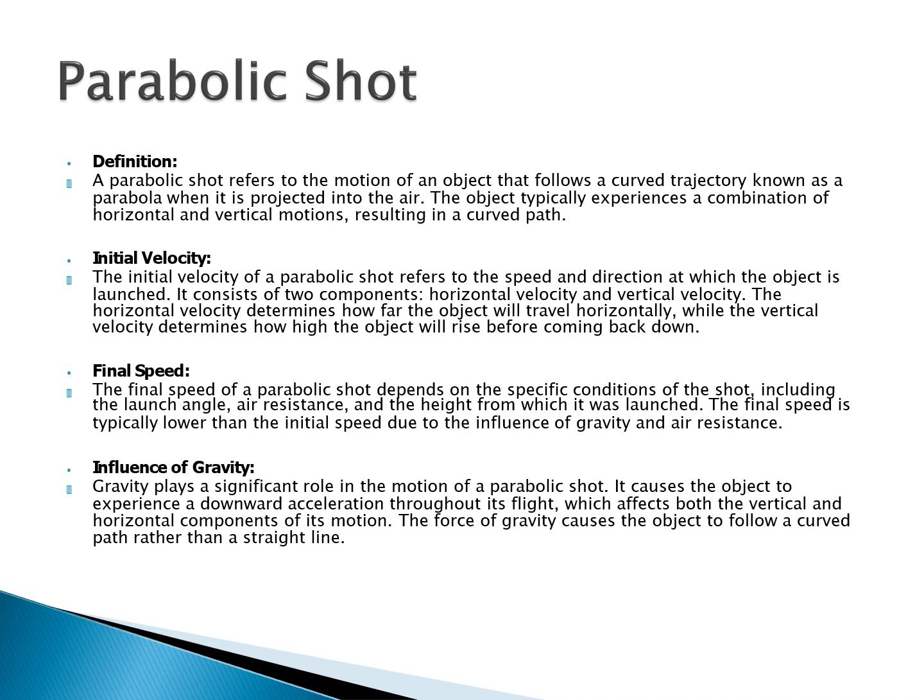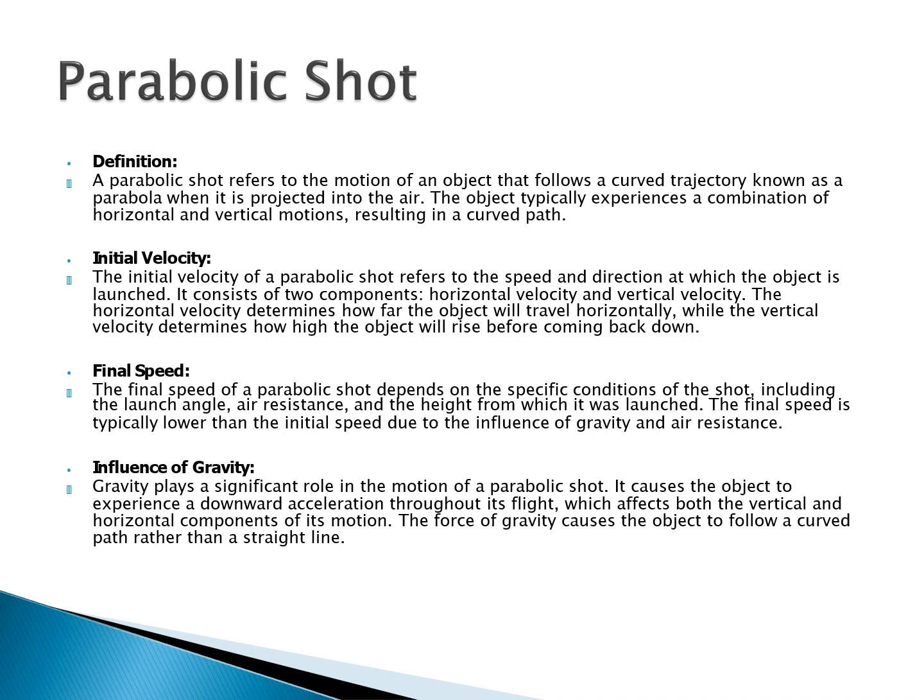Initial velocity. The initial velocity of a parabolic shot refers to the speed and direction at which the object is launched. It consists of two components, horizontal velocity and vertical velocity. The horizontal velocity determines how far the object will travel horizontally, while the vertical velocity determines how high the object will rise before coming back down.